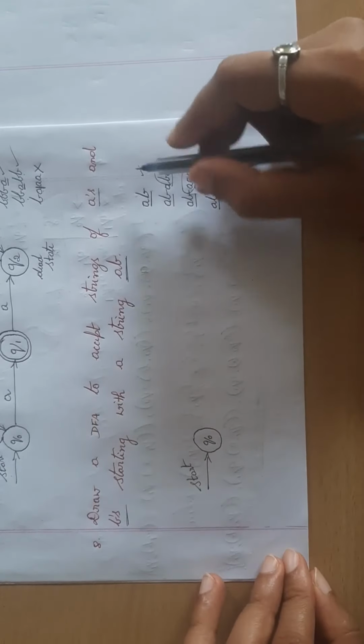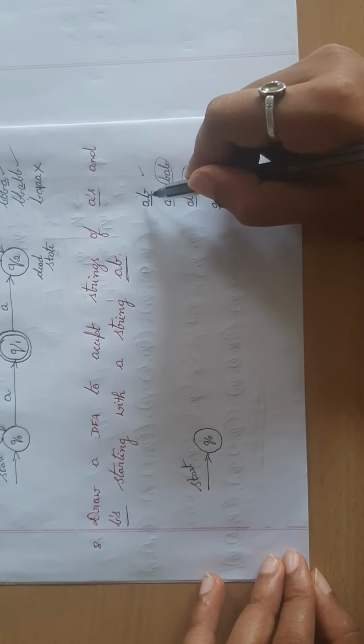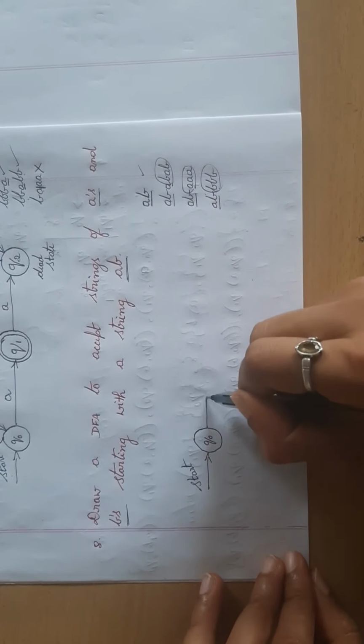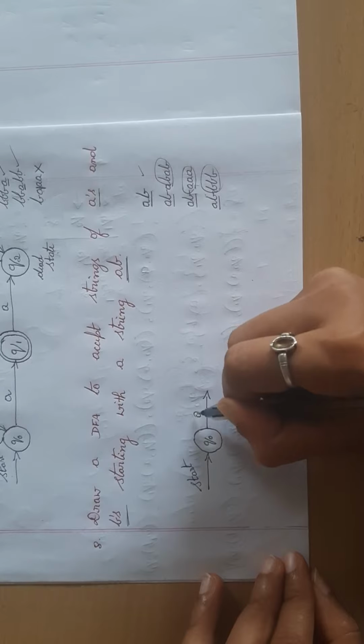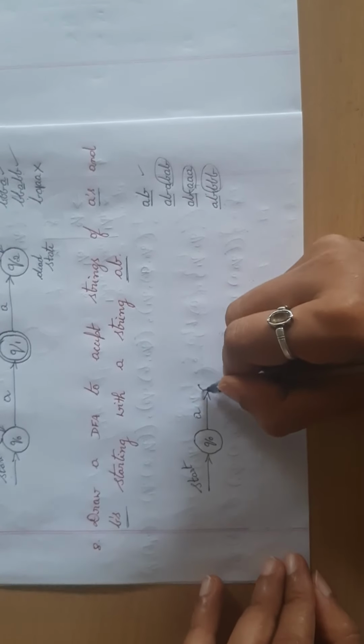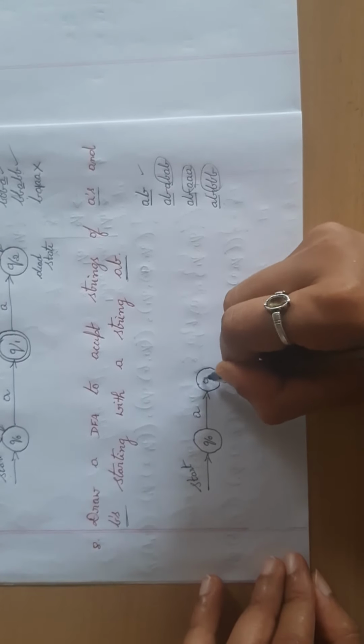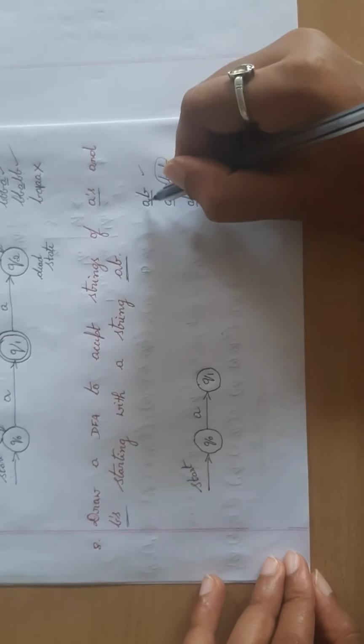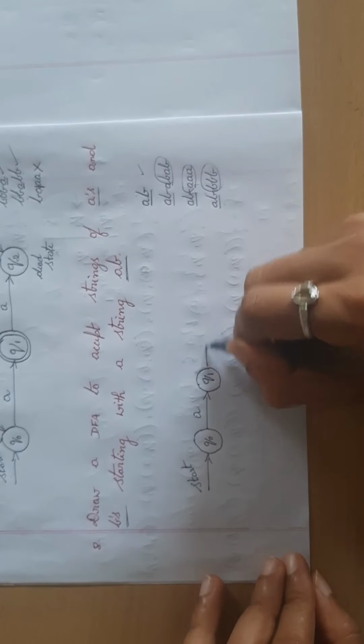So what is the basic condition? It should read A and then it should read B. So from Q0 I will read A, and it will go to the next state. I'll name the state Q1. Next it should read B.